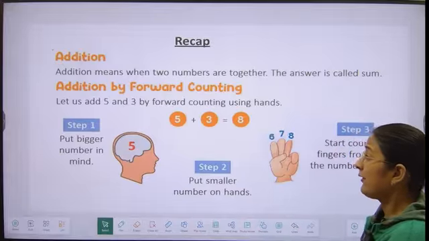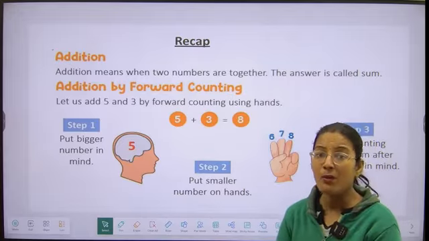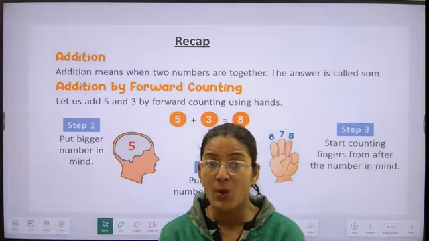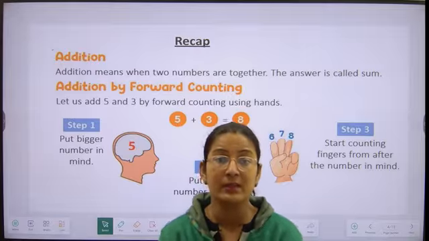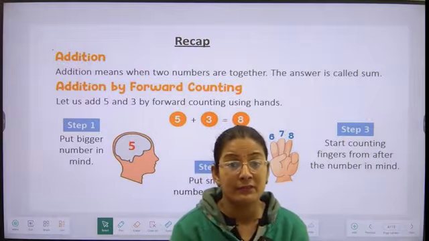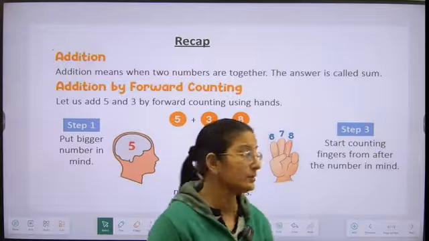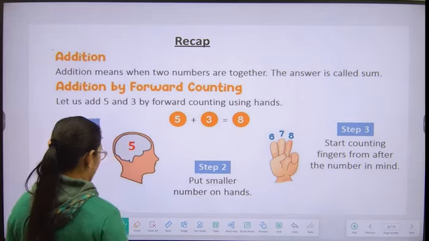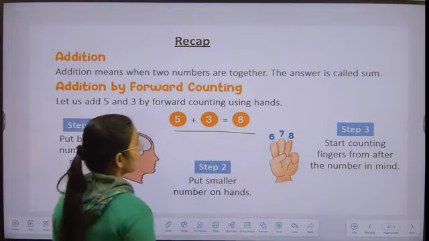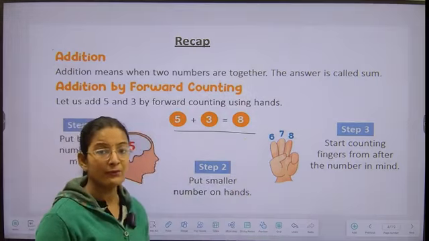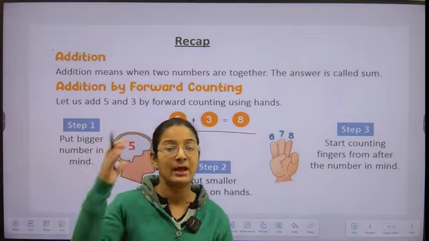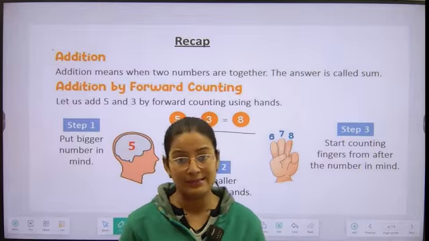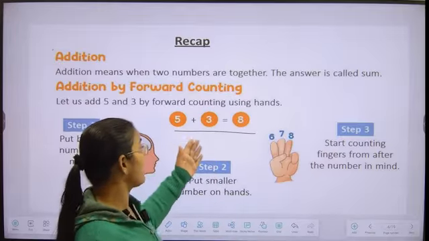So first, we have to understand how we can add the numbers with the help of forward counting. What do we do in this, students? If we want to add two numbers, just like this, we have to add 5 and 3. So what we have to do? We have to keep the bigger number in our mind and the smaller number on our fingers. Let's start doing. We have to add 5 and 3.